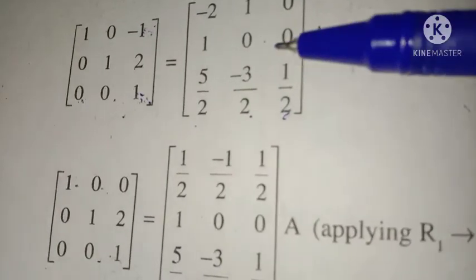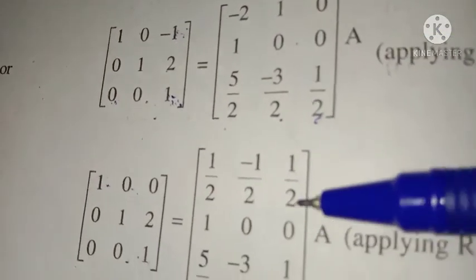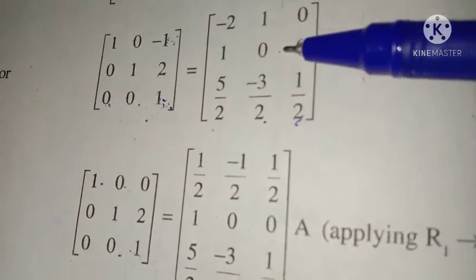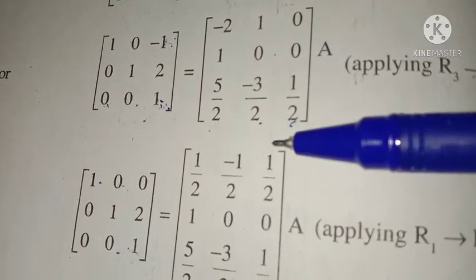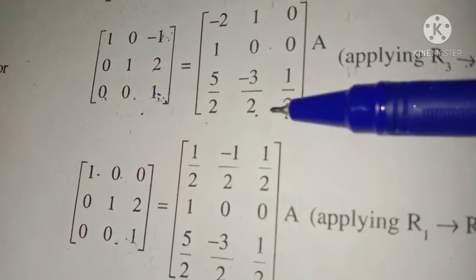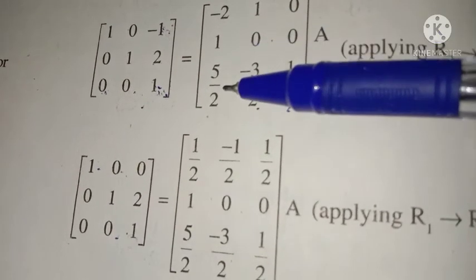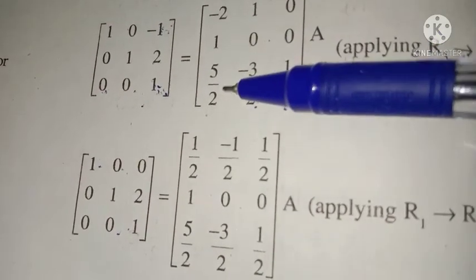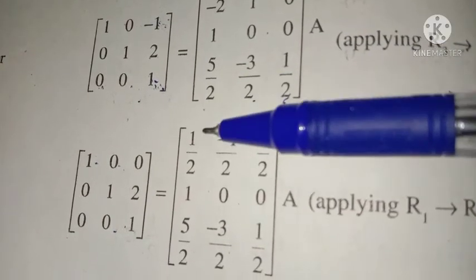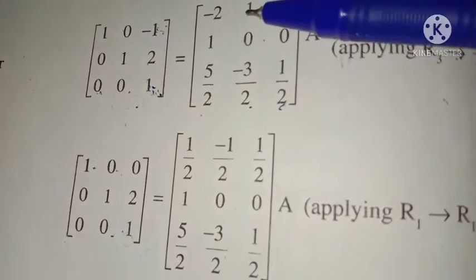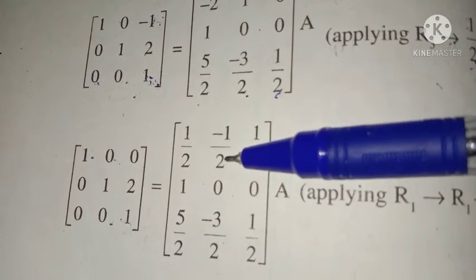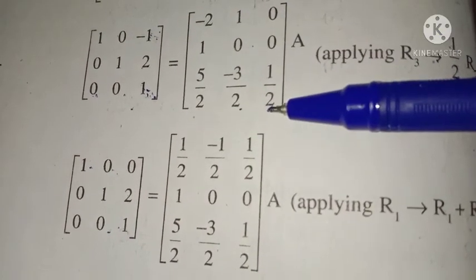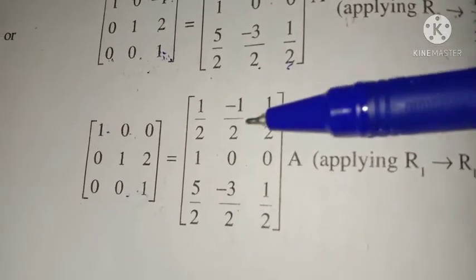Similarly, in this matrix, second row, third row as such, there is no change. Now, first row is obtained by adding these two rows, first and third row. Minus 2 plus 5 by 2. Okay, minus 2 plus 5 by 2 becomes 1 by 2. 1 plus minus 3 by 2, it is minus 1 by 2. 0 plus 1 by 2, 1 by 2.